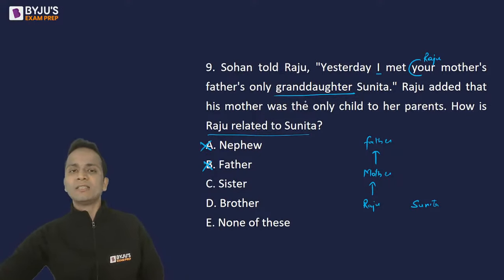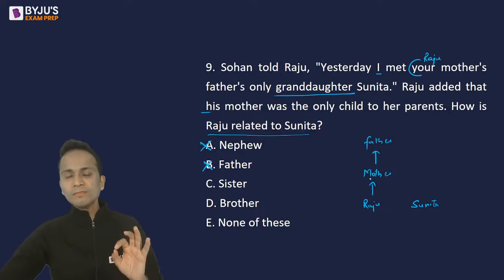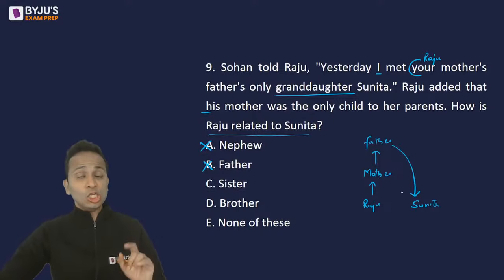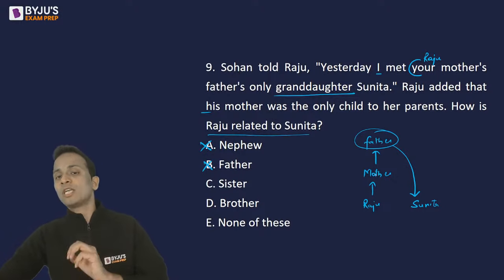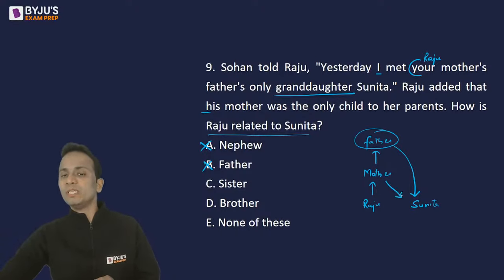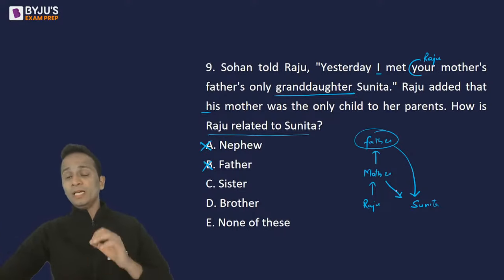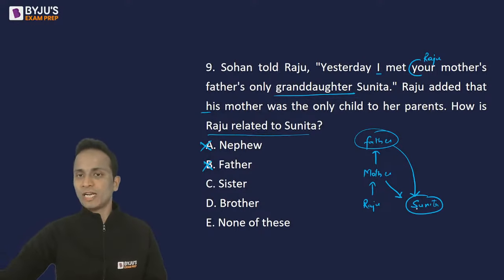Now Raju added that his mother was the only child to her parents. So Raju's mother is the only child to the parents. That means Raju's mother does not have any sibling, and Sunita is the granddaughter of this person. So if the father of Raju's mother does not have any other son or daughter, that means Sunita has to be the daughter of Raju's mother. Now, if Sunita is the daughter of Raju's mother, Sunita has to be the sister of Raju.